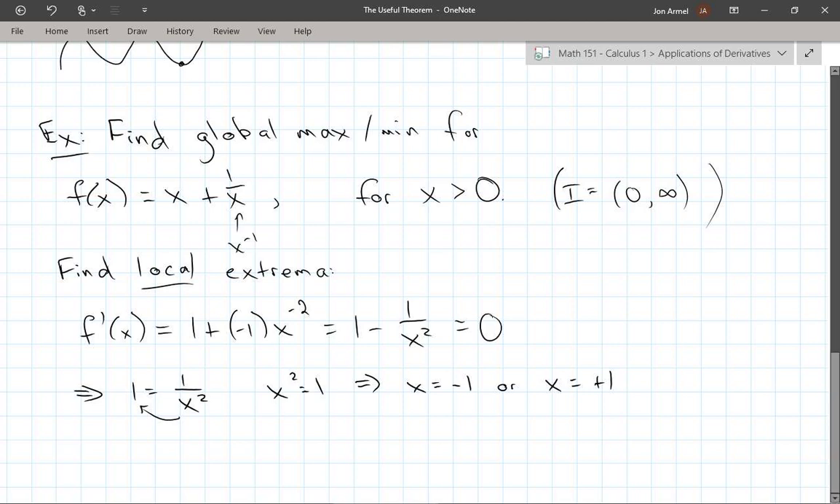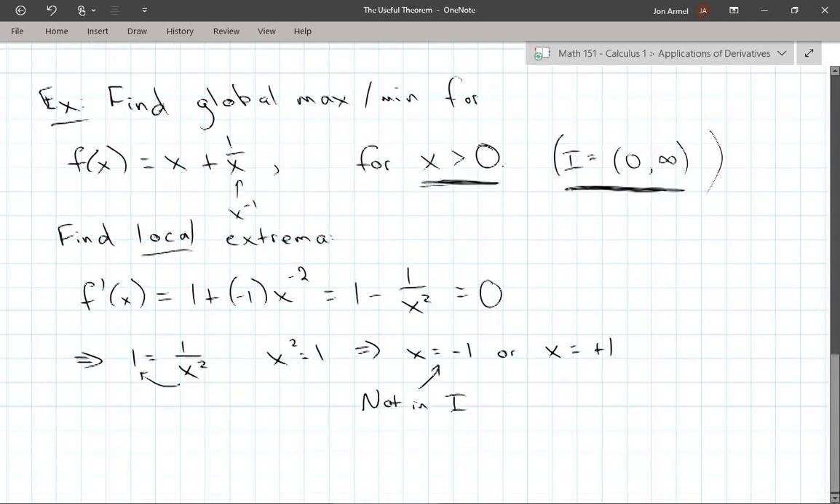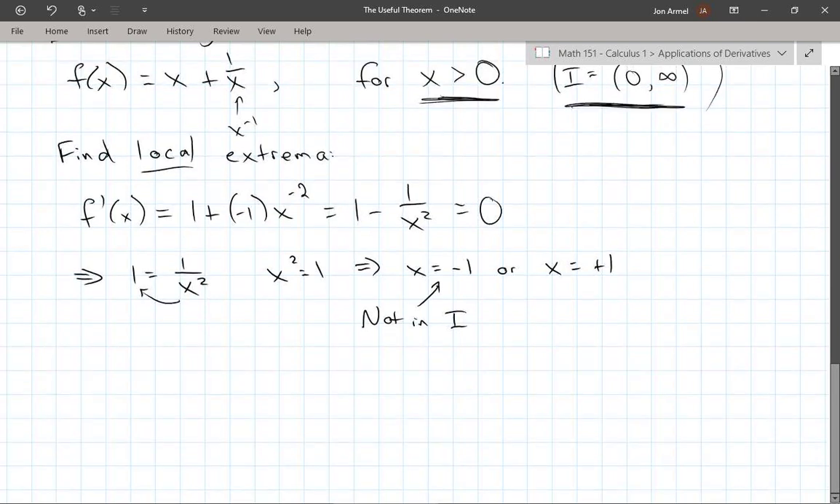But remember, I'm only looking at x greater than 0, which is this interval, so I don't care about x equals negative 1. This is not in I, so we don't care about it. We only care about what's going on in the interval. So let me keep my function here. x equals 1 is the only critical point in I. The only critical point of f of x in our interval I.